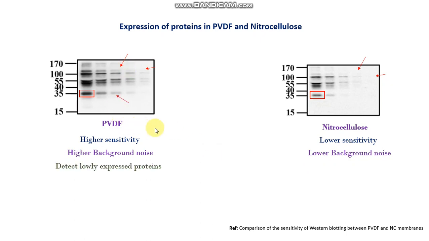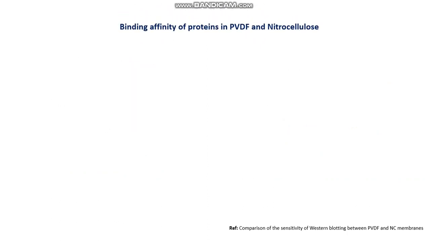Also, the PVDF membrane can detect lowly expressed protein because it has the higher sensitivity. Whereas a lowly expressed protein cannot be detected, or is detected very weakly, by the nitrocellulose membrane because it has a lower sensitivity. This is why the PVDF membrane is the best one here because of the higher binding capacity. Next is the binding affinity of the proteins in PVDF and nitrocellulose.